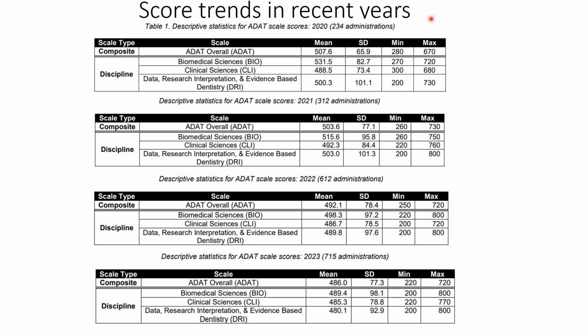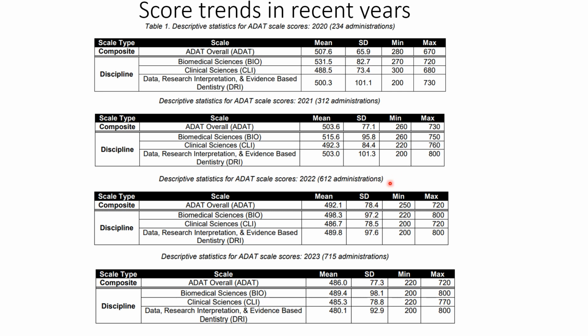And here are some score and data trends from recent years. The most striking feature is that between 2020 and 2023 the number of test takers has increased threefold. The number of test takers in 2020 was 234, and it increased around 2.5 times in 2022 and almost 3 times in 2023. These are the 715 administrations, not that 715 people are writing the exam, because many people write the exam 2 times. But still you can see the number of administrations has increased almost threefold.